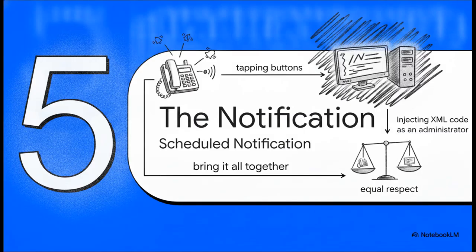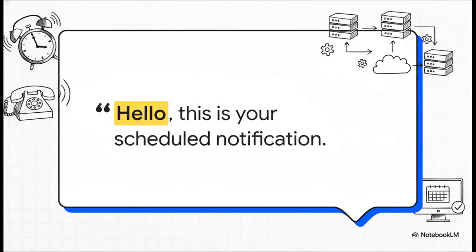Finally, Section 5, the scheduled notification. You see, whether you casually tapped some buttons on your desk phone or meticulously injected XML code as a back-end administrator, the REX system treats both of those inputs with equal respect. At exactly 10:25 a.m., the physical hardware on the desk rings. The user lifts the handset, fully expecting to start their day, and they hear this exact, undeniable robotic phrase, "Hello, this is your scheduled notification." Both the simple front-end user experience and the complex back-end system architecture culminate in this exact identical physical payoff.